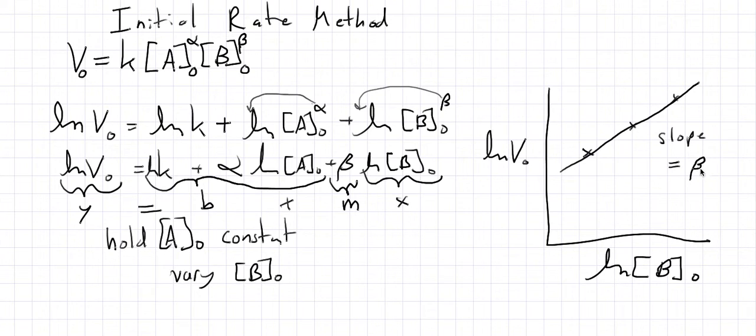So then we could do a separate experiment where we did just the reverse, where we varied A naught and held B naught constant, and we could get the order in A from that.